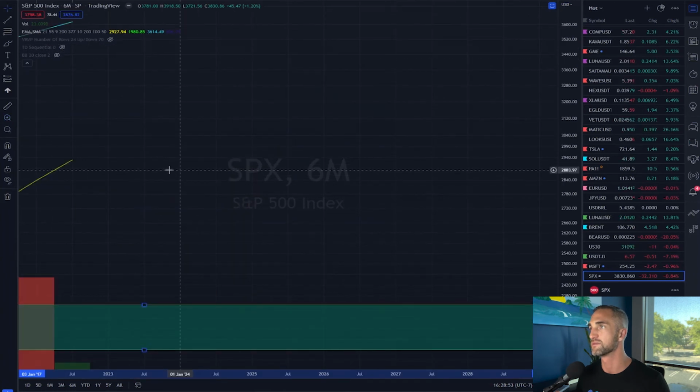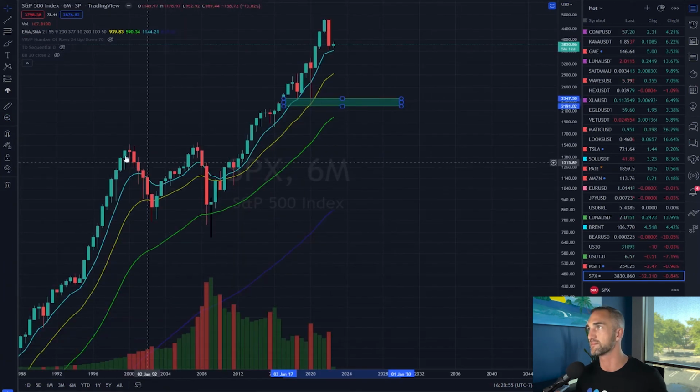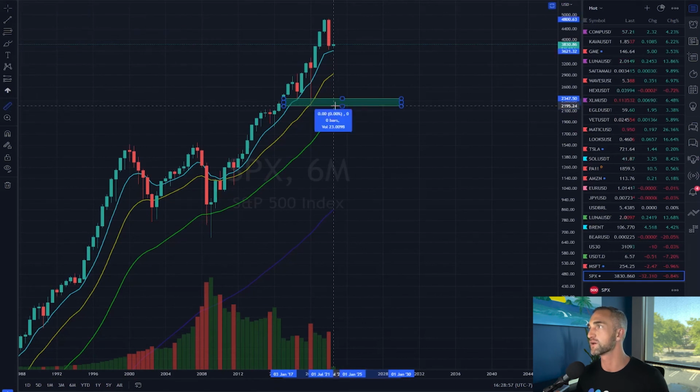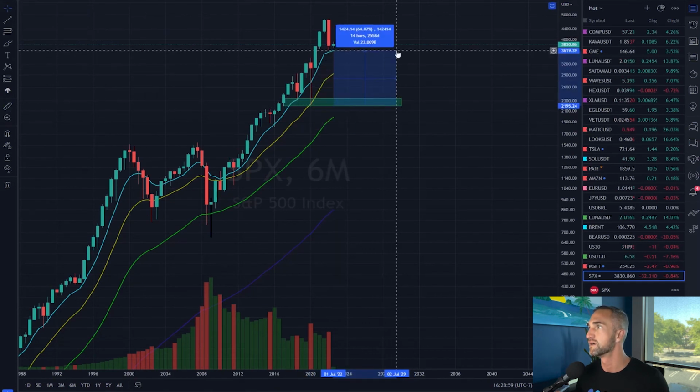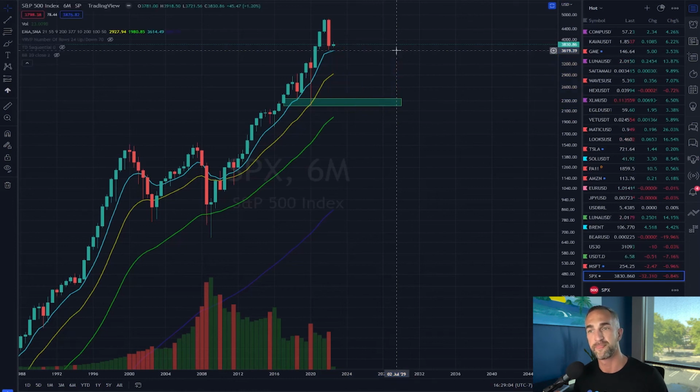Oh, what was that? That was not my ruler. Let's measure from the COVID low. We're 64% above the COVID lows still. So if you're looking at this from a macro analysis standpoint, right?